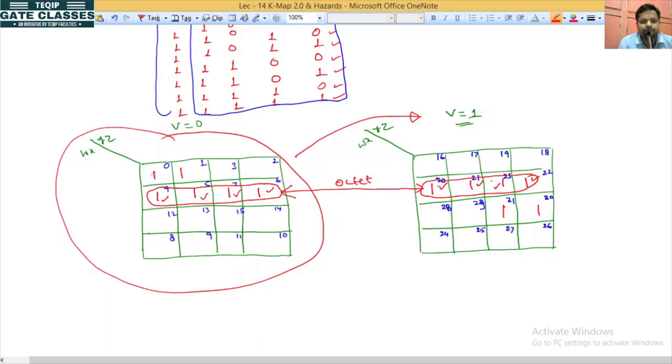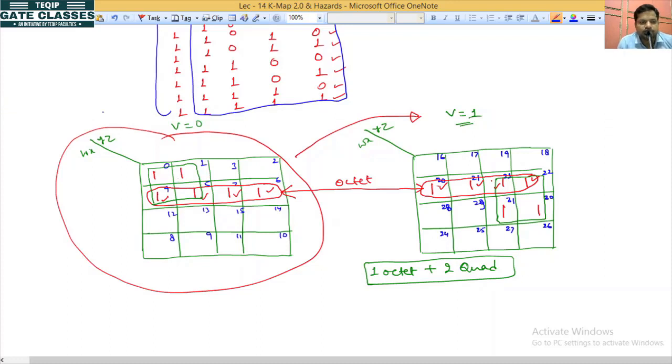Now, how many groupings do we have? These four cells can be grouped together, and these four cells can be grouped together. So we have one octet plus 2 quads. Total 3 groupings are there. So if you want to write the expression, you can easily write it.